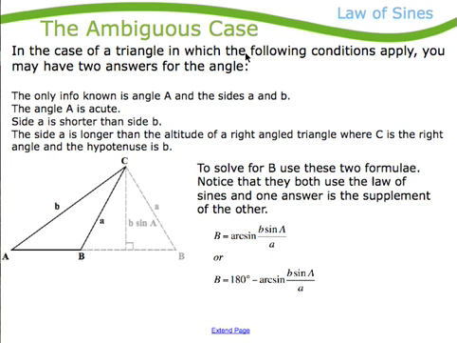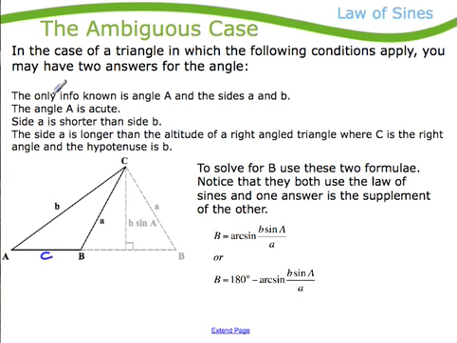And it's the case in which all of these following conditions apply. And if they apply, then I will have two answers for the angle. So here's my triangle A, B, C. Here are my sides A, B. I forgot to put a little letter C in there. I'll put that right there.